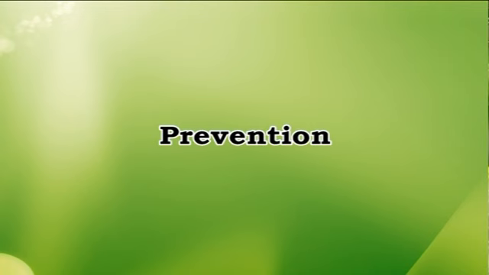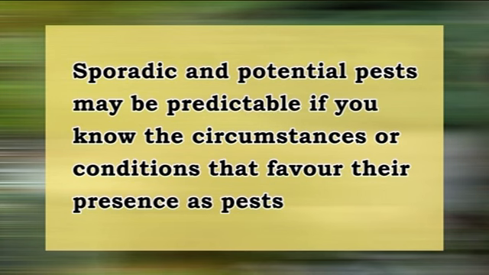Now we will see the third aspect, principles of pest control. There are three principles, or some combination of them, used to control a pest. Prevention. Prevention may be a goal when the pest presence or abundance can be predicted in advance. Continuous pests by definition are usually very predictable. Sporadic and potential pests may be predictable if you know the circumstances or conditions that favor their presence as pests.